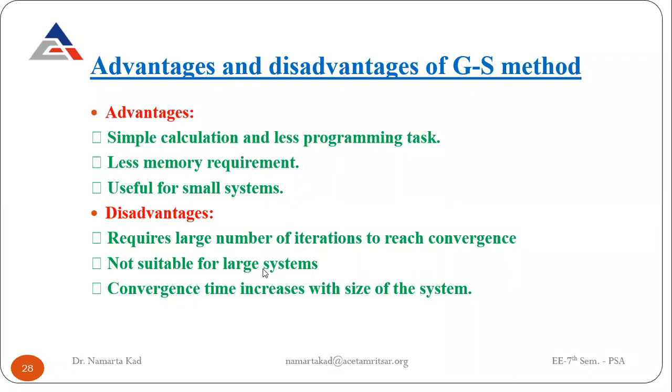The convergence achieved becomes very difficult. Convergence time increases with the size of the system, which we have already discussed. If the system becomes large, it is very difficult to achieve convergence and get the exact solution. So these are some of the disadvantages of the Gauss-Seidel method.